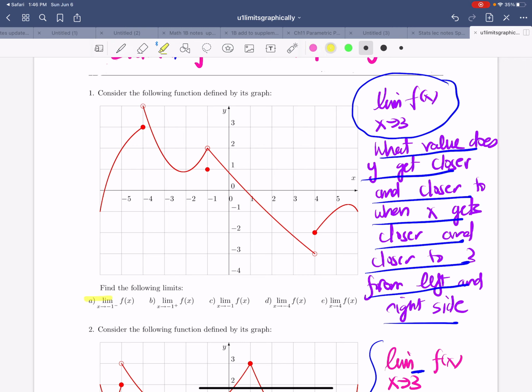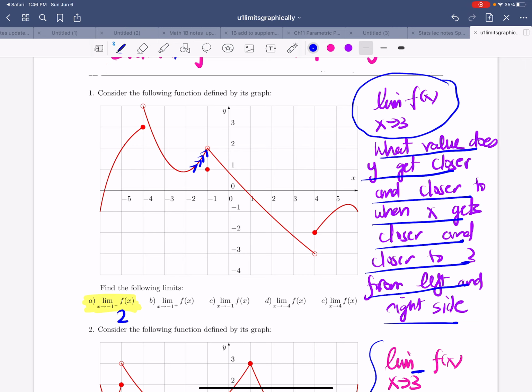First of all, we're trying to figure out the limit as x approaches -1 from the left hand side. As x is getting closer and closer to -1 from the left hand side, what value does y get closer and closer to? So let us see, coming from the left hand side, when x is getting closer and closer to -1, y is getting closer and closer to +2. The y value is getting closer and closer to +2.